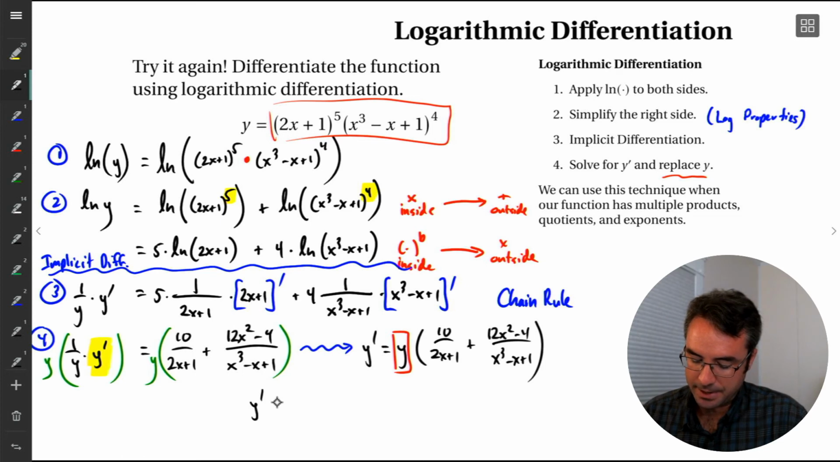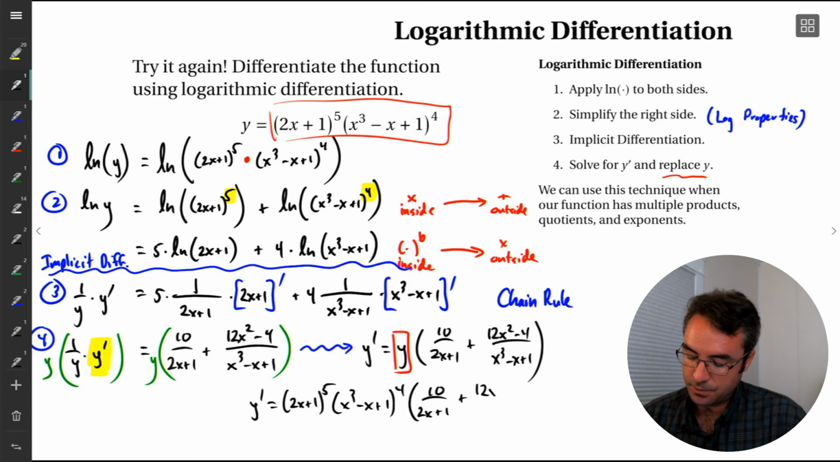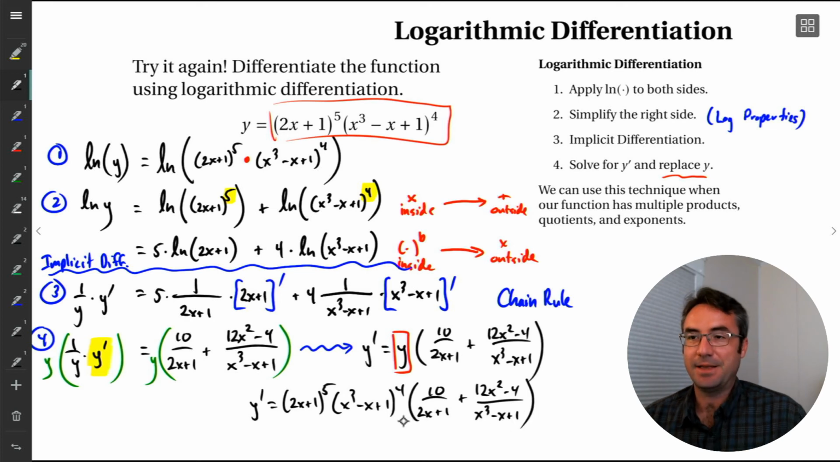So we get y prime is equal to, let's fill in what we know y is. So it's 2x plus 1 raised to the power 5, x cubed minus x plus 1 raised to the power 4, times 10 over 2x plus 1 plus 12x squared minus 4 over x cubed minus x plus 1. And there's our derivative, all in terms of x.